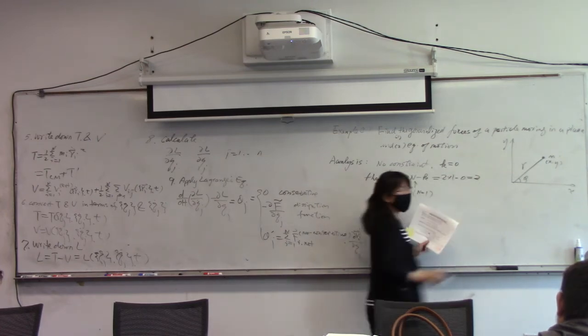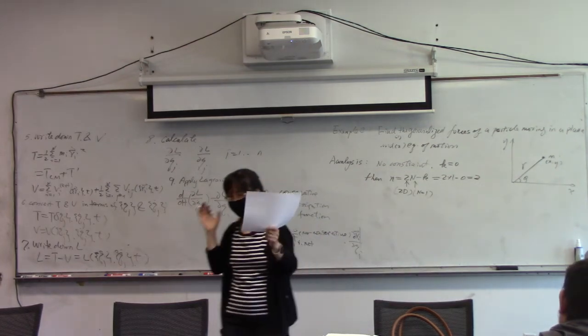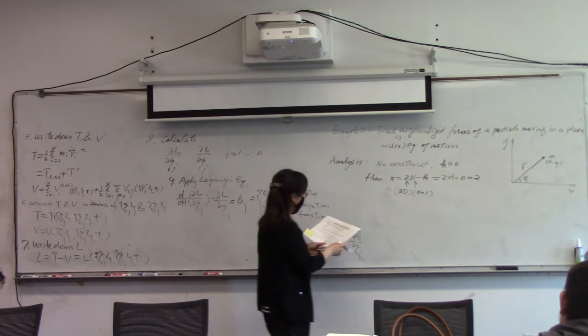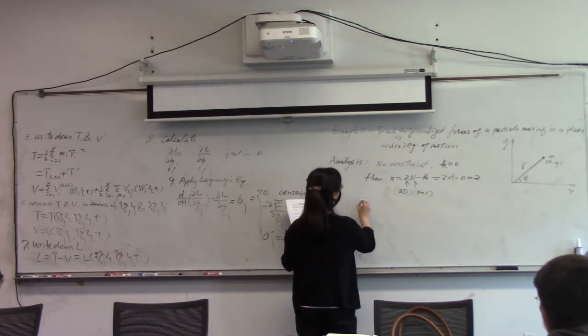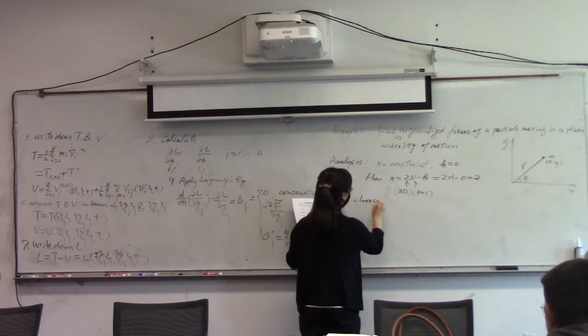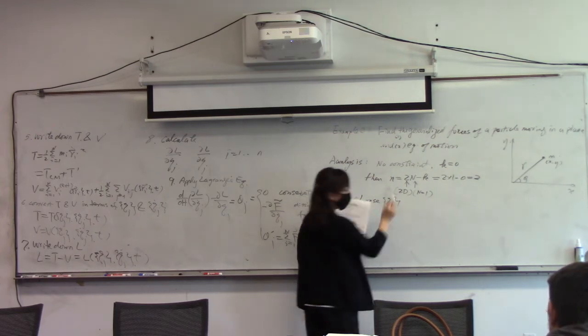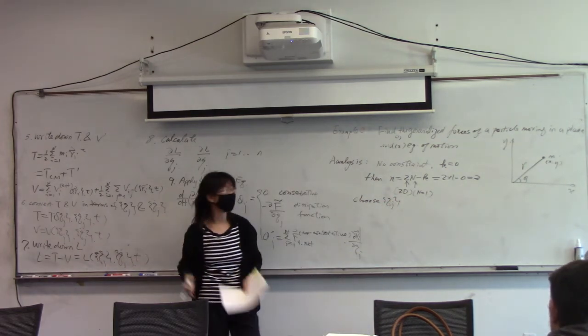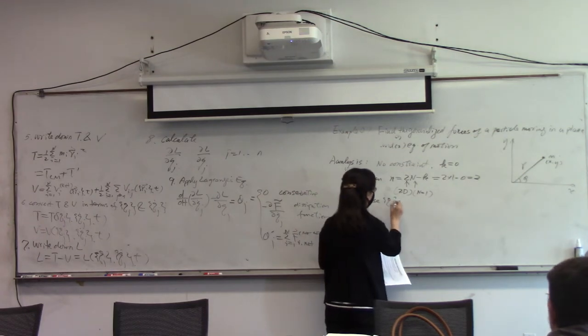We need 2 degrees of freedom of the coordinates, or generalized coordinates, to characterize this. Okay, so now we analyze. Now, choose generalized coordinates. We have to select 2. Which one do you prefer to select?